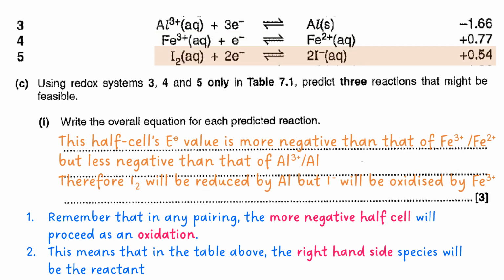Where you've got to do the thinking is, which pairings will iodine be reversed with? Because the iodine iodide half cell electropotential value is more negative than that of Fe3+/Fe2+, but less negative than that of Al3+/Al. So the conclusion here must be iodine will be reduced by aluminium, but iodide will be oxidized by Fe3+.